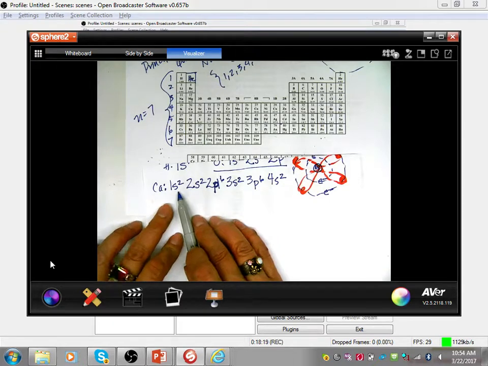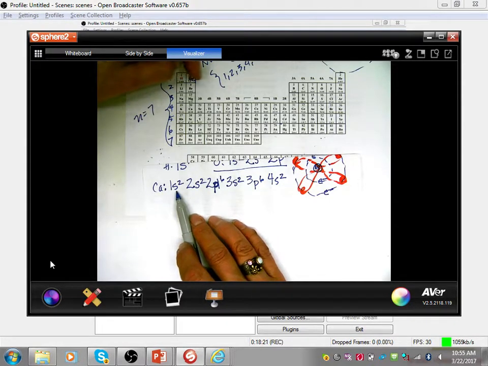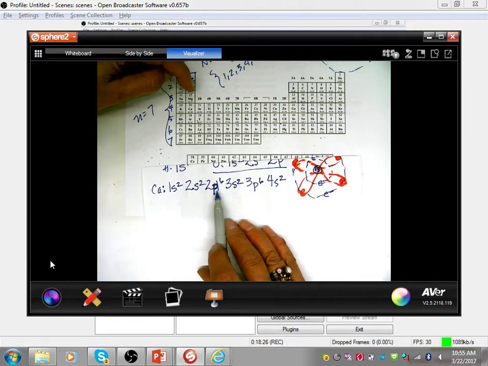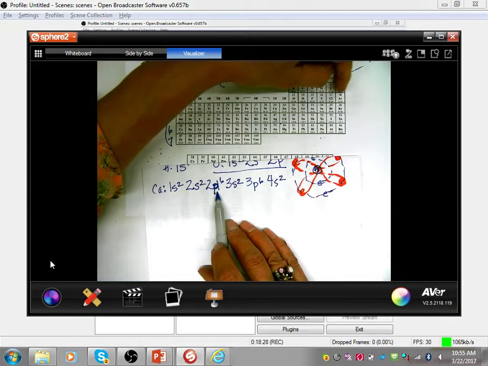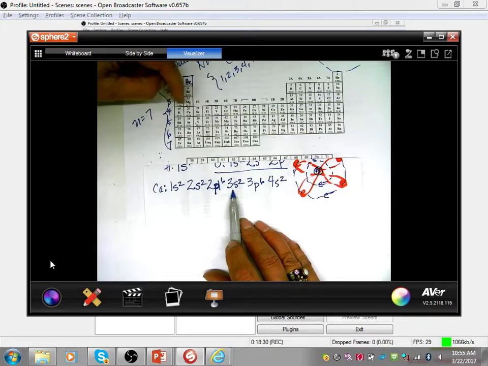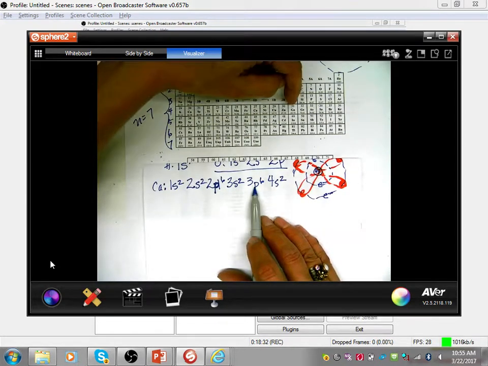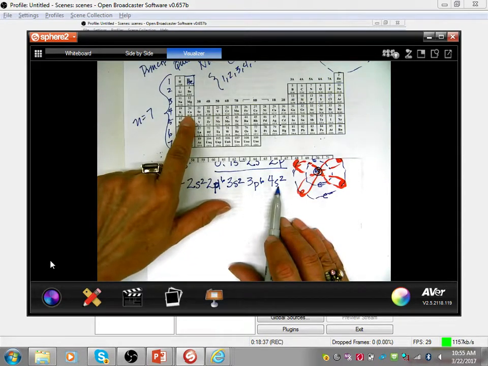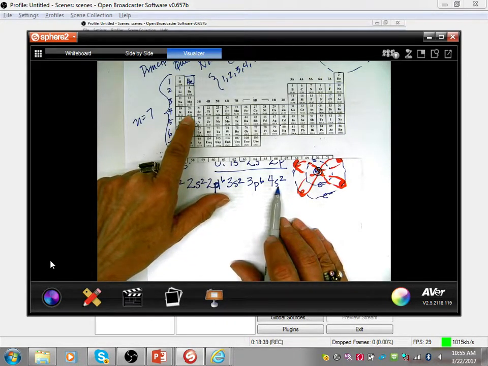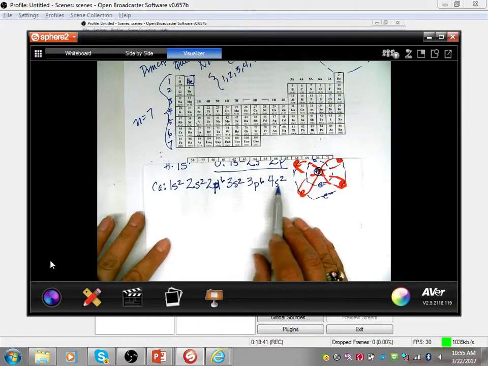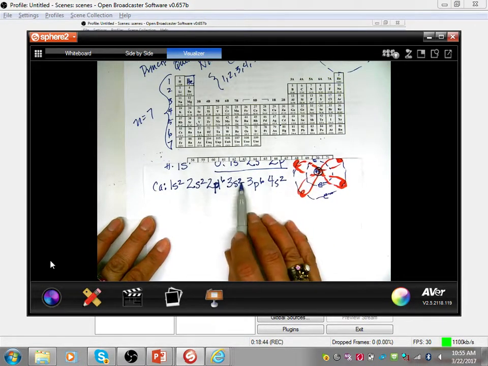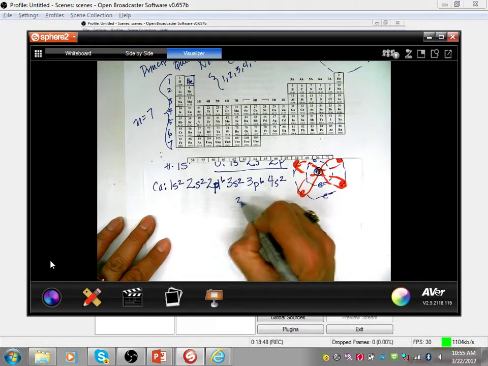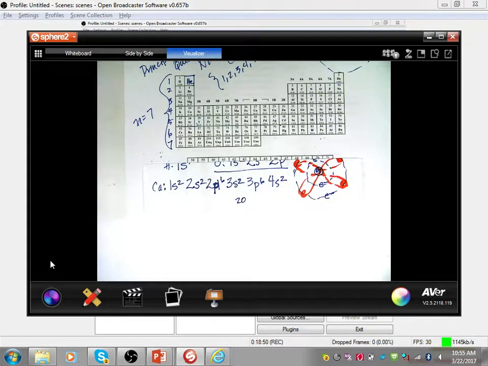I'm going to go over it again. 1s2 is the first two elements in that first row. 2s2 are those two. 2p6 are these 6 here. 3s2 are those two. 3p6 are these 6 here. 4s2 are those two. And that leads us to calcium. You can double check your work by adding the exponents: 2 and 6 is 8, 9, 10, 16, 17, 18, 19, 20. 20 is the atomic number of calcium.